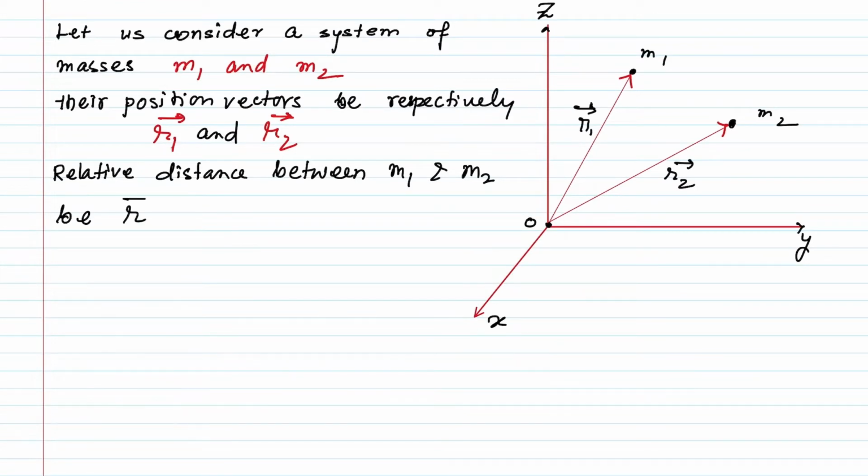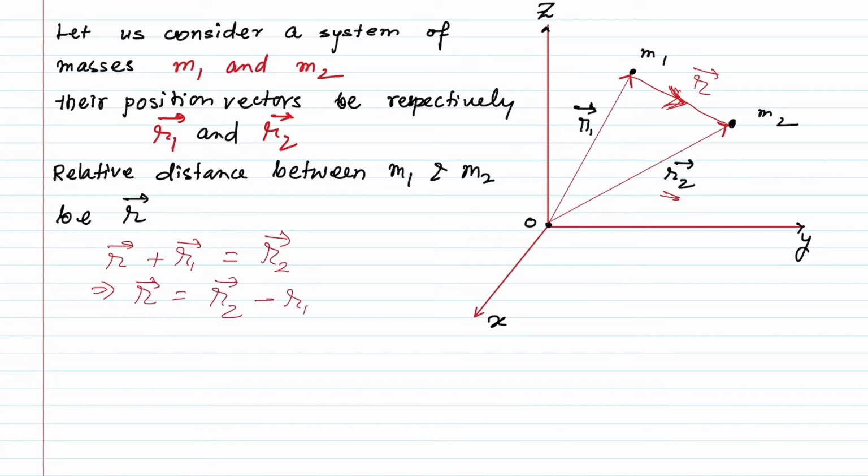This is r. Now consider this vector in this direction. According to the triangular law of vector addition, r2 will be the resultant, isn't it? So r vector plus r1 vector will be vector r2, and that implies r is equal to r2 vector minus r1 vector.